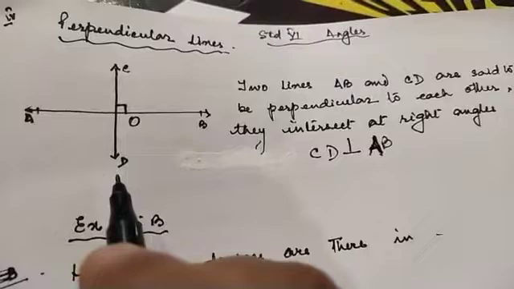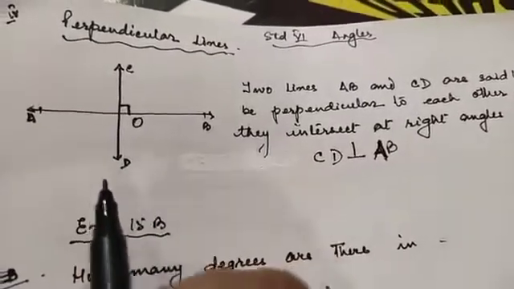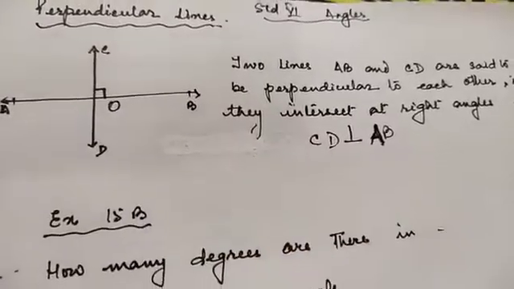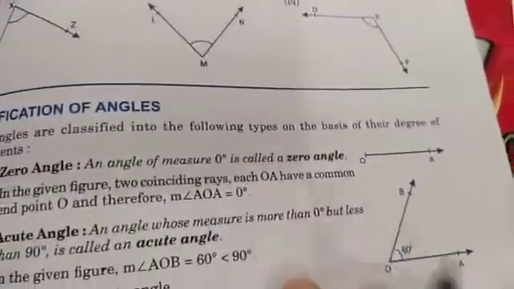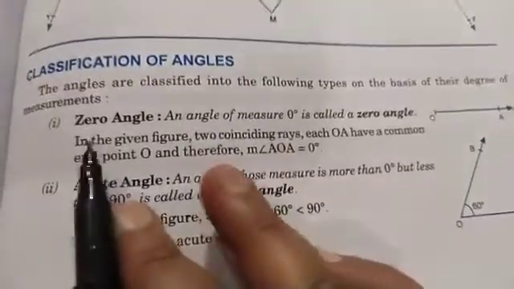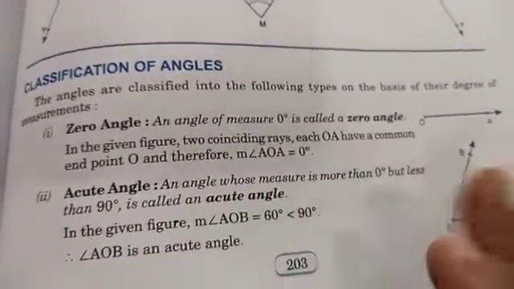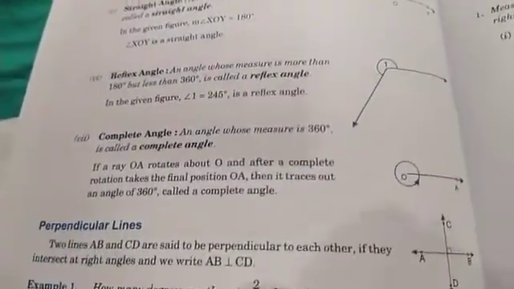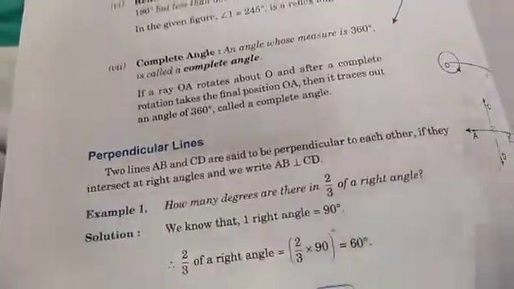So this was the end of the chapter. Now we'll go through the exercises. Before you start with the exercise, take out page number 203 of your book. Classification of angles. All these types of angles you are going to write in your notebook with the figure. The definition of all these angles you are going to write in your notebook. The definition for perpendicular lines also you will write.